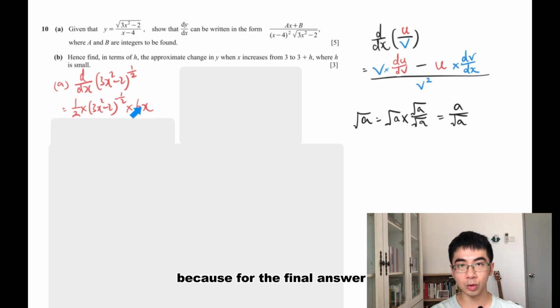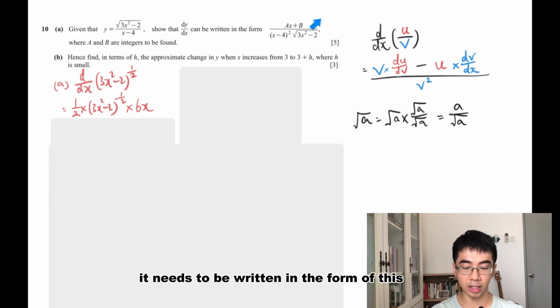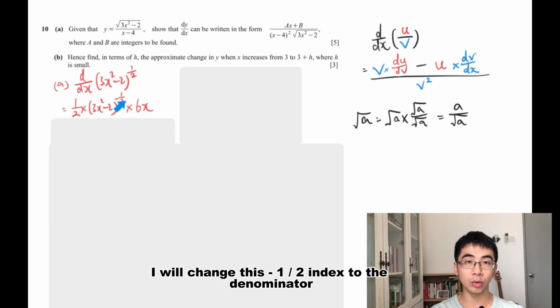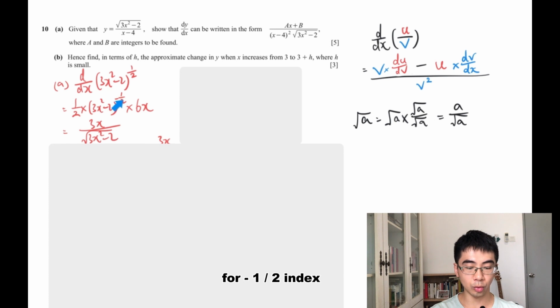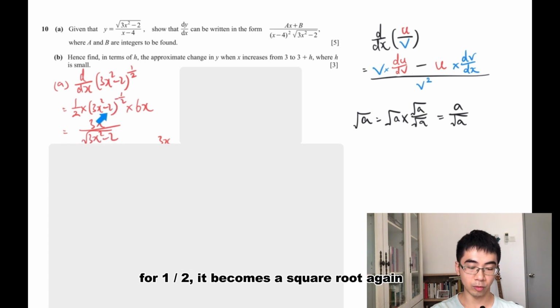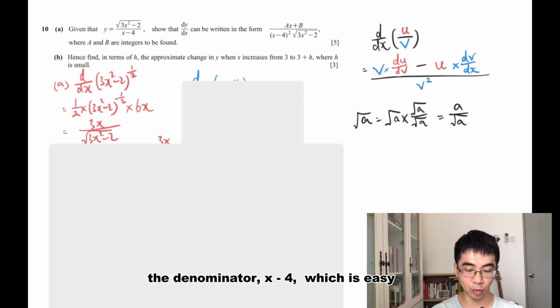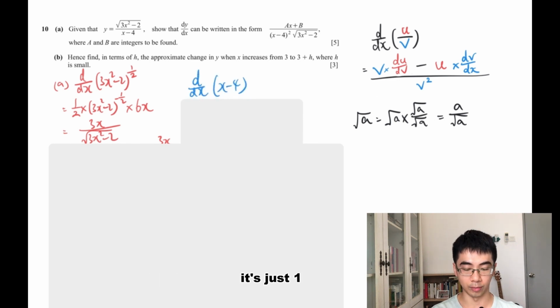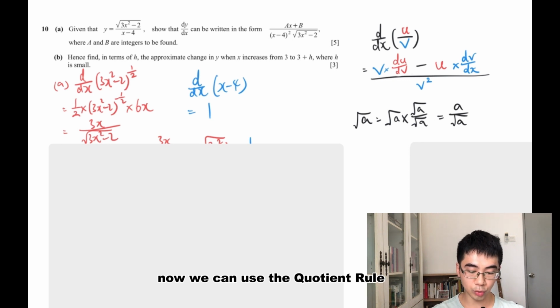Because the final answer will be written in this form, I will change this negative 1 over 2 index to the denominator. Negative 1 over 2 becomes positive when it is in the denominator, and for 1 over 2, it becomes the square root again. And then for 6x times 1 over 2, you get 3x. So this is the derivative of the numerator. Now we differentiate the denominator x minus 4, which is easy. It's just 1. Now we can use the quotient rule.